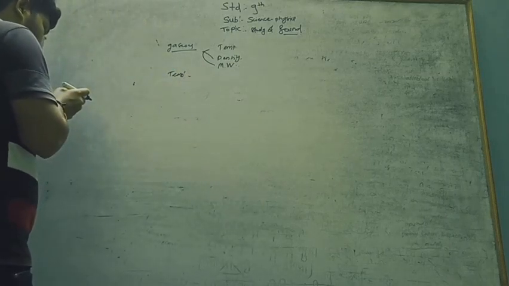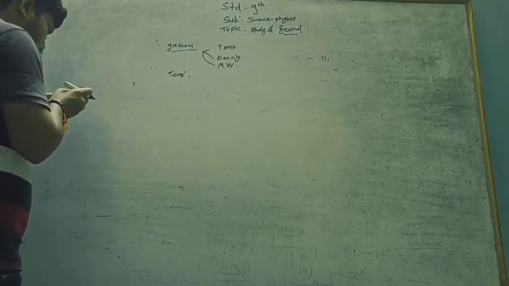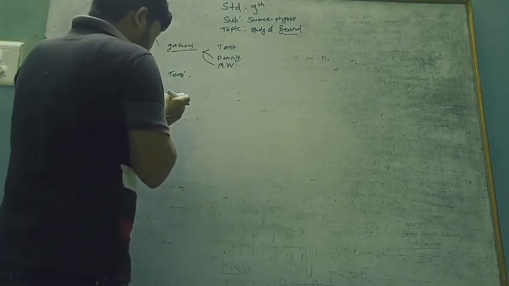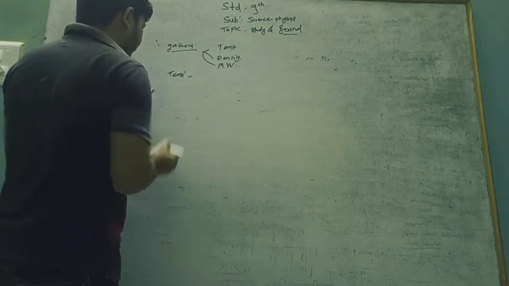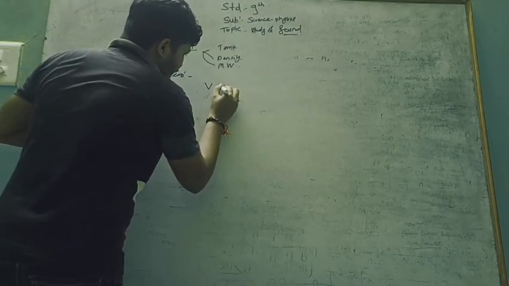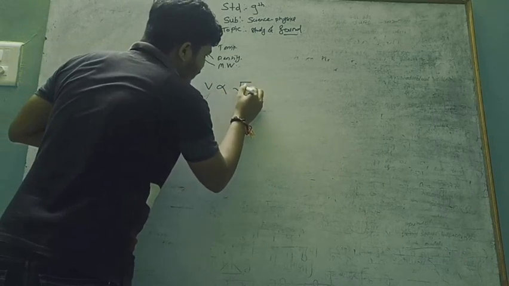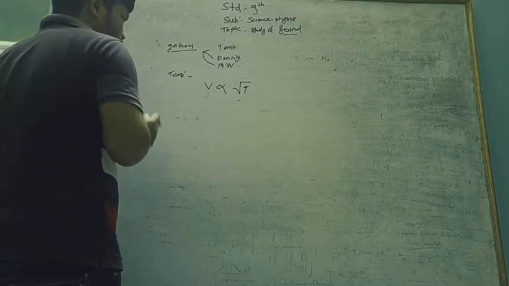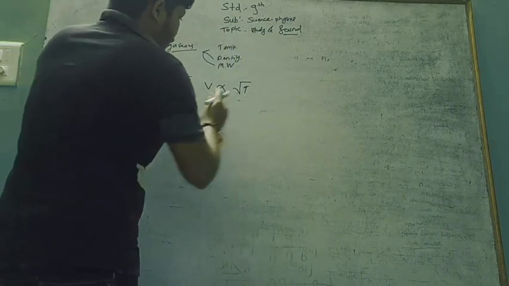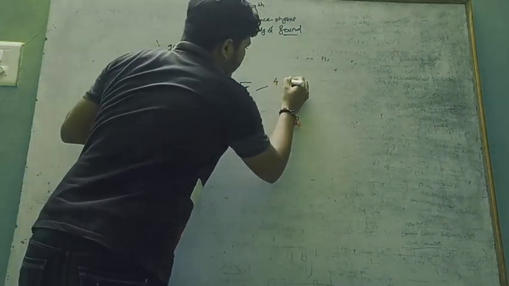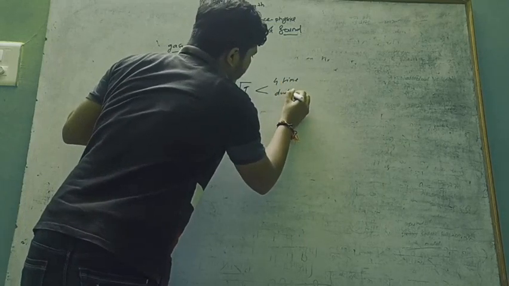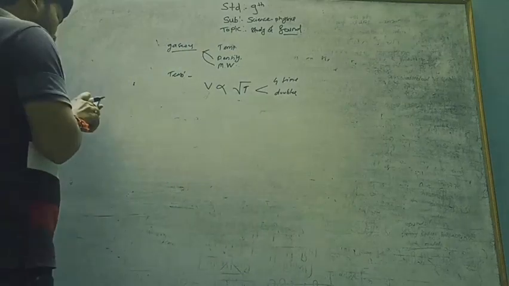The velocity of sound is directly proportional to the square root of the temperature of the medium. It means that increasing the temperature 4 times doubles the velocity. So if we increase the temperature 4 times, the velocity gets doubled. This is the effect of temperature on the velocity of sound.